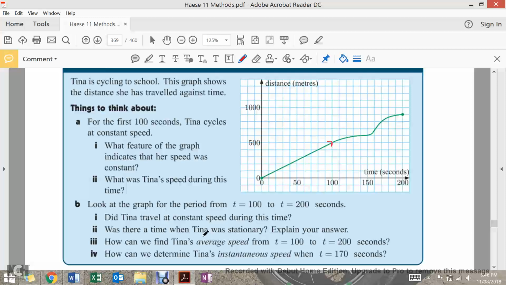Again, there's a couple of things we could find as well. Between 100 and 200 seconds, we could find her average speed, which would just be the time here, which would be 100 seconds, and the distance she's travelled in this time, which would be 400 metres. That 400 metres divided by 100 seconds would get you her average speed. What about instantaneous speed? What's her speed at this exact moment here? These are all things that derivatives will help us to calculate.